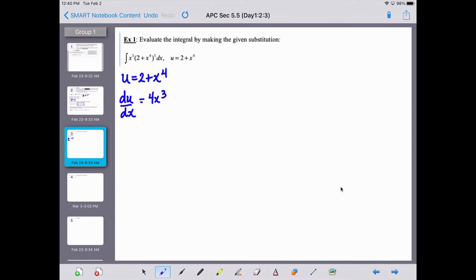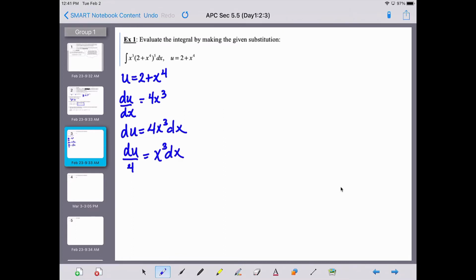And if I were to multiply both sides by dx, then I would get du is equal to 4x cubed dx. And again, I said don't worry about those coefficients, because coefficients can be pulled outside the integral. So since I don't have a 4 as part of my integral, I just have the x cubed and the dx, I could certainly divide by 4. So du divided by 4 would be equal to x cubed dx.